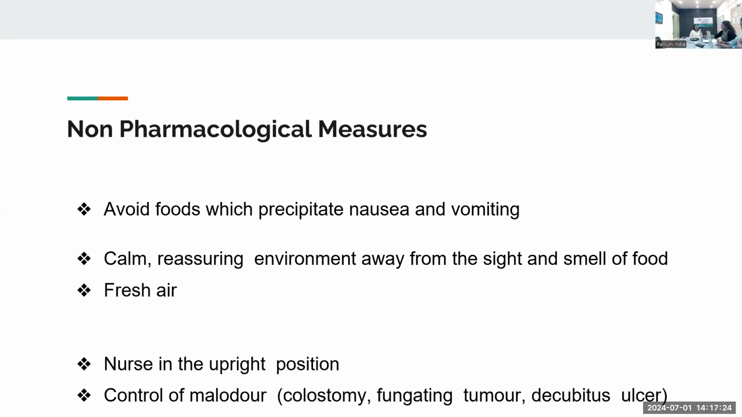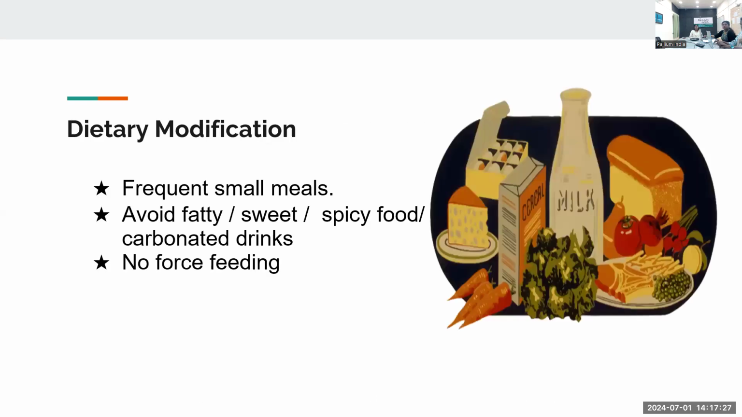Next slide. And the dietary modification. This thing you should also explain to the caregivers. You should tell them to give small frequent meals, mouthfuls of meals, small and frequent, not a bulk of food at a time. So you should always go for small frequent meals and avoid fatty, sweet, spicy food and carbonated drinks. Most of them will not be taking these things, but still you should enforce that. And especially the third one, which is very important: no force feeding. Explain this to the caregiver.